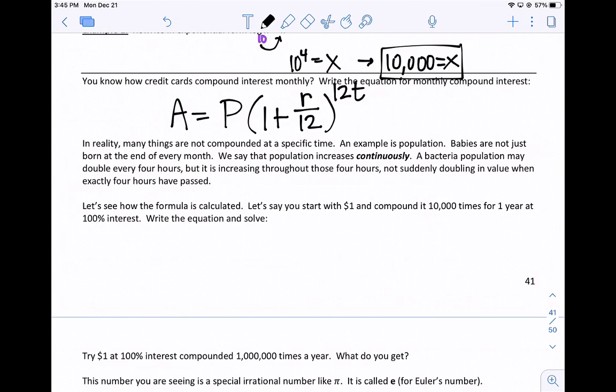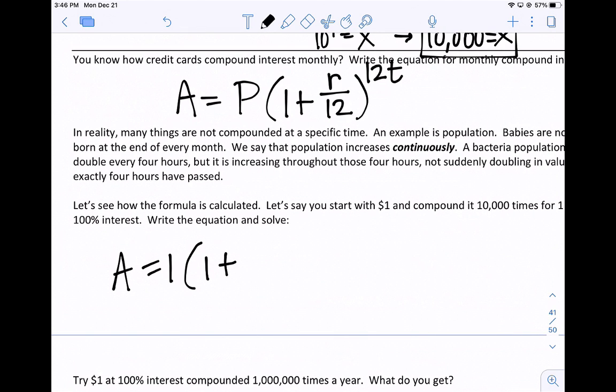Let's say you start with $1 and compound it 10,000 times for 1 year at 100% interest. Let's write that equation and solve that number. So we're going to take our starting value, $1, and we're going to compound it at 100% interest, so 100% as a decimal is 1. You're going to do it for 10,000 times a year for 1 year. So we can type that in and let's see what we get.